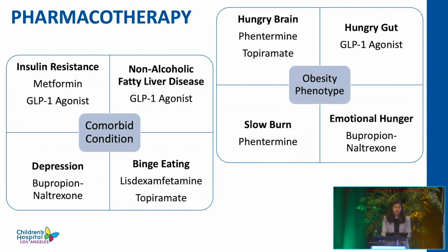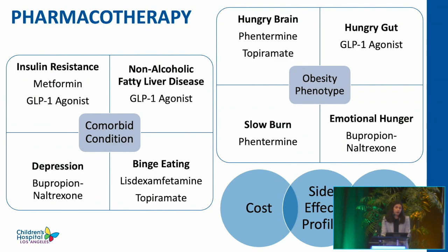So ideally, we would find 1 or more medications that promote weight loss, treat one's comorbid condition, and address one's obesity phenotype. But we all know that we don't live in the real world, and so oftentimes the medications that are chosen are based on cost, side effect profile, and efficacy. And in general, the oral agents are significantly cheaper, but also less effective. And the injectable agents are more expensive, but also much more effective.